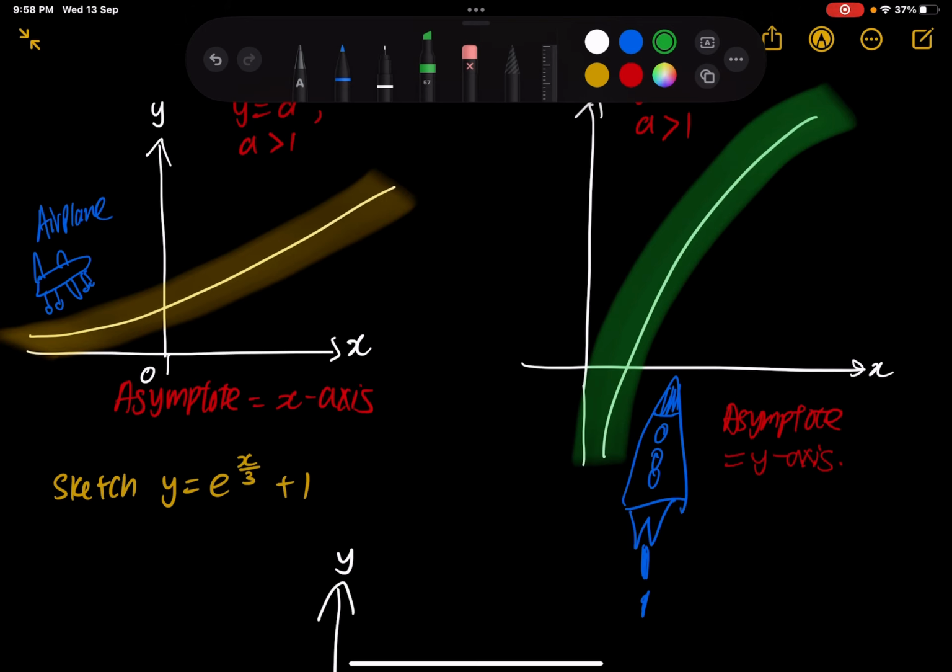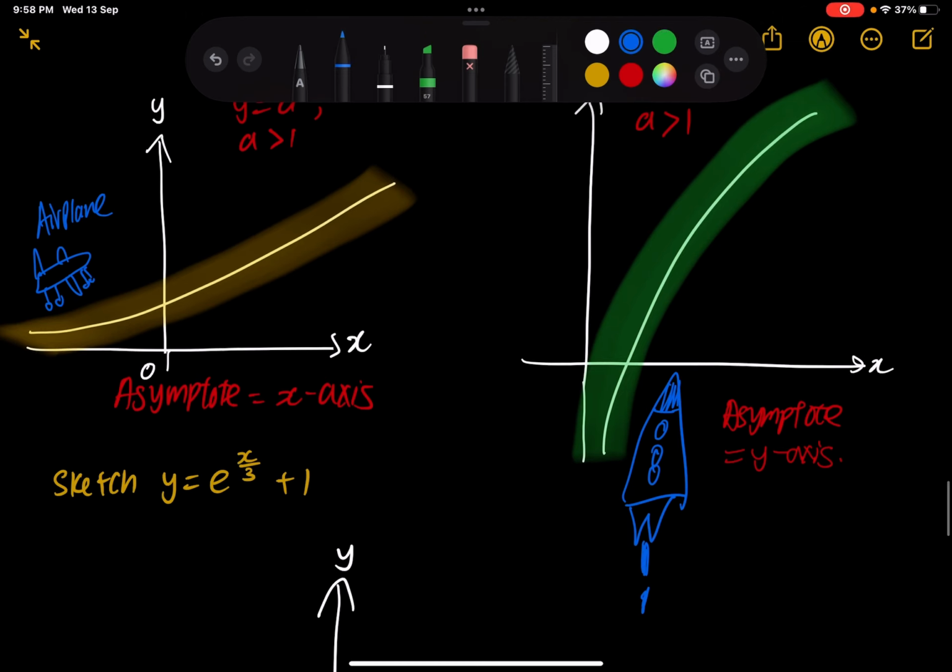The asymptote means the imaginary line where the curve will never meet the line, but you go very close to it. So the asymptote is the y-axis, because you see here, very close, but it won't touch.